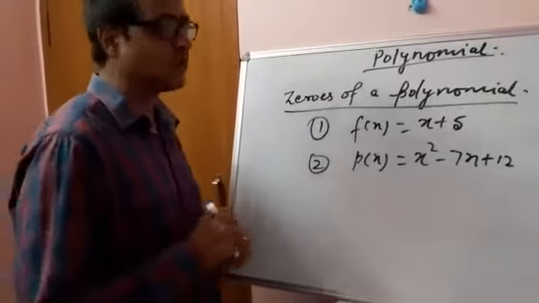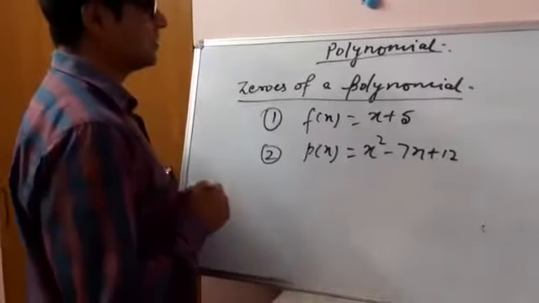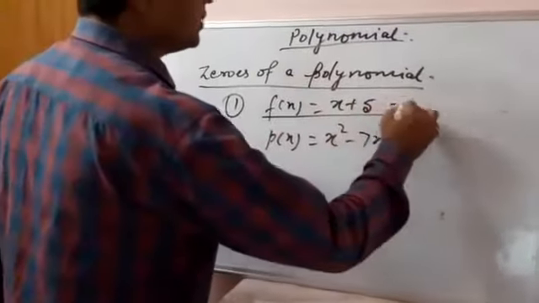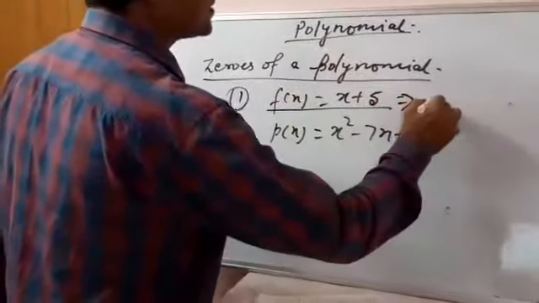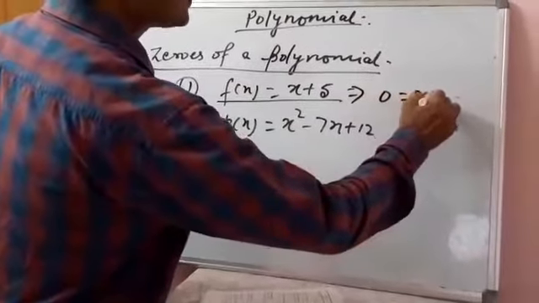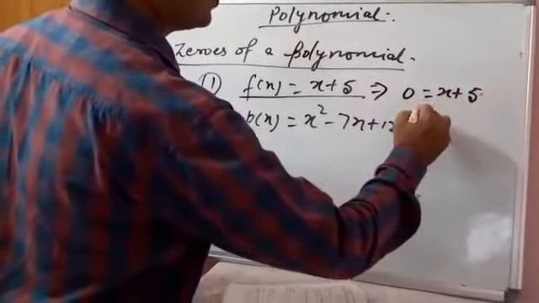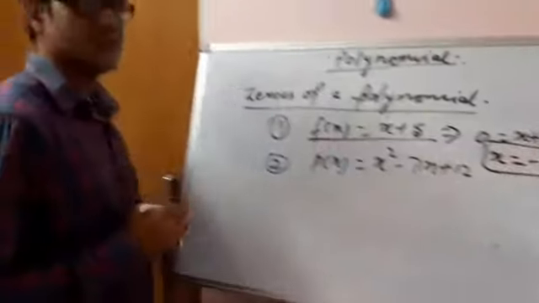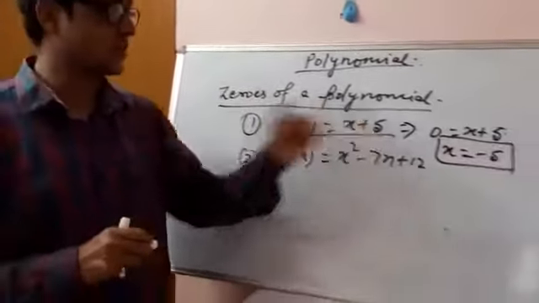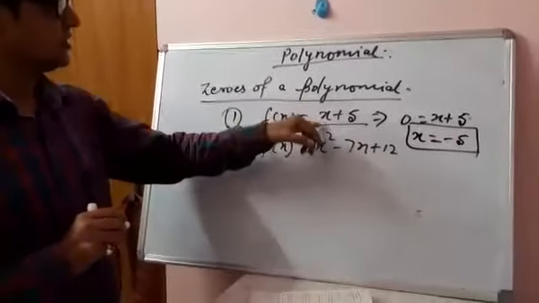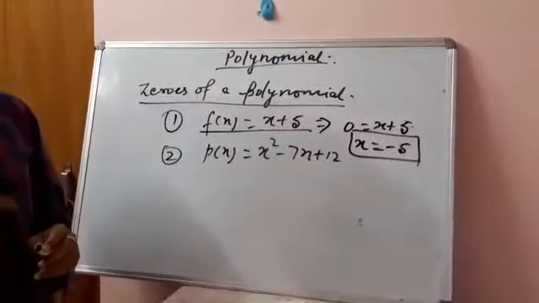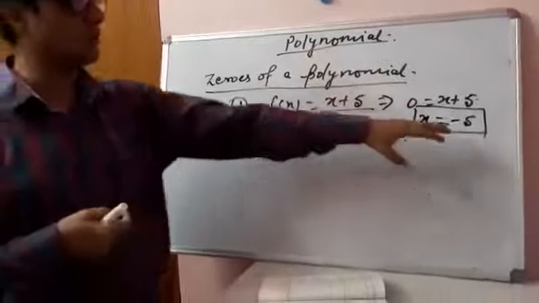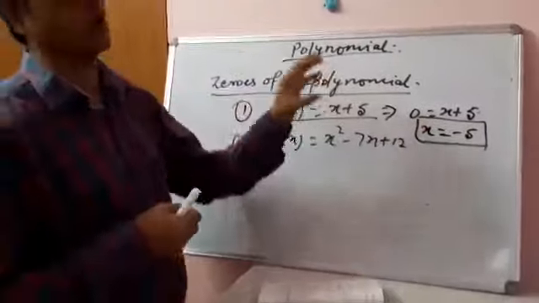And what is the way to find out the zeros of the polynomial? Suppose we need to find the zeros of the polynomial, first for this one. So what we'll do here, we'll put f(x) as 0, so 0 is equal to x plus 5, and if you find out the value of x, this gives you minus 5. So minus 5 is a zero of the polynomial x plus 5, and because it has degree 1, it will have only one zero. Keep it in mind. For this expression we will have only one value which will make the whole polynomial 0.